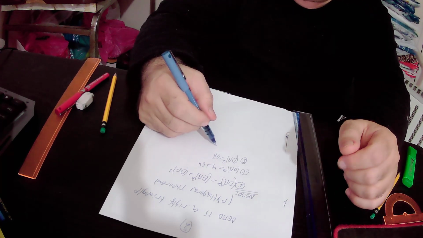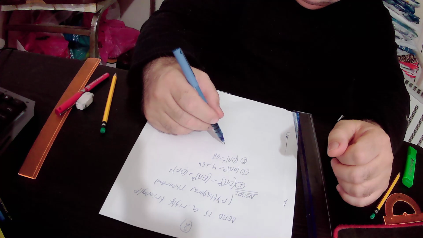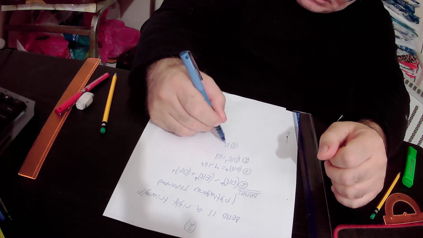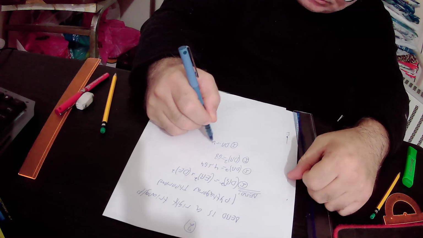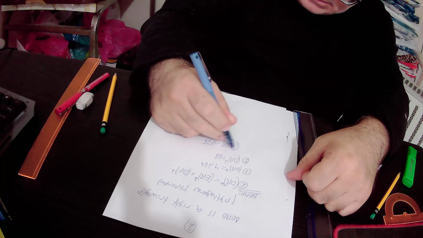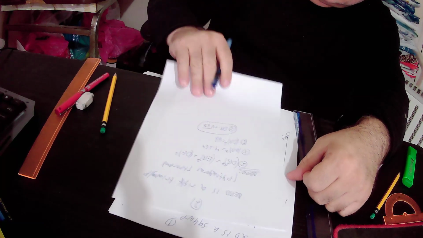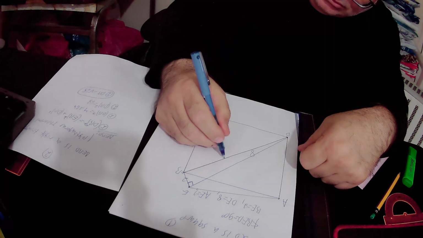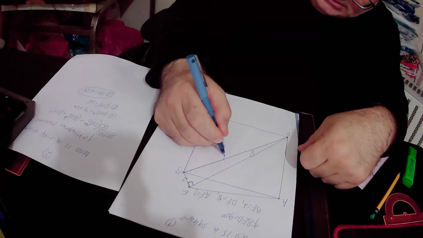We will take a root out of equation number 1 and we will get DB equals the root of 68. So we can write here that DB equals the root of 68.